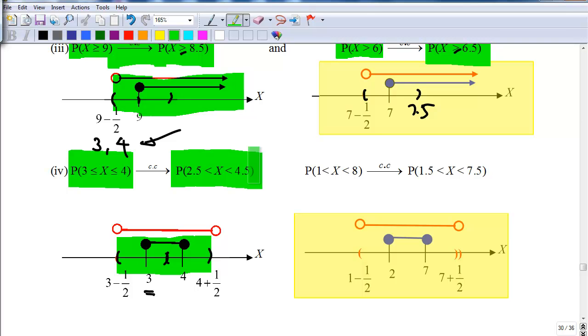It doesn't really matter whether you want to put an equal sign here or not, because for a continuous random variable, the probability with the equal sign is still the same.